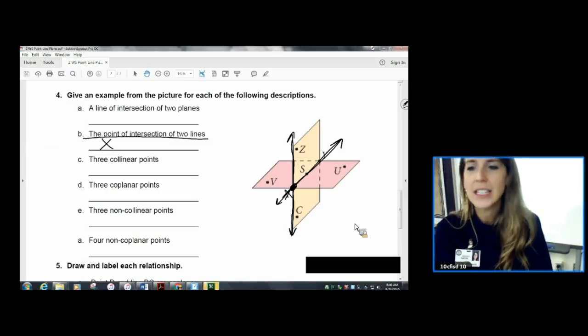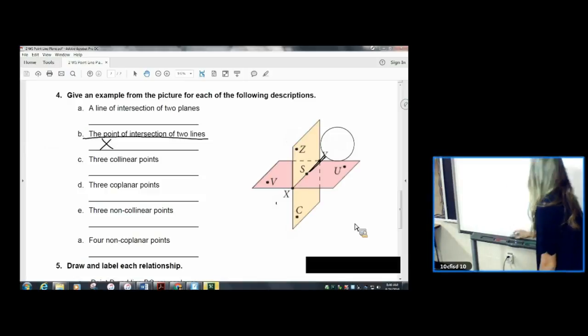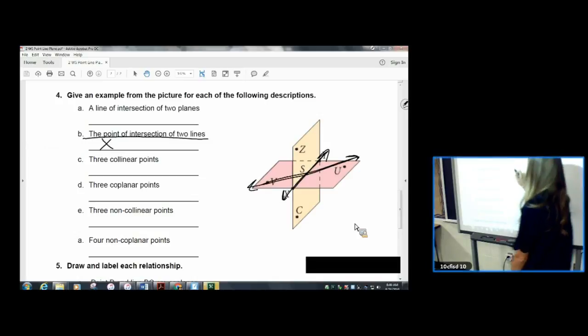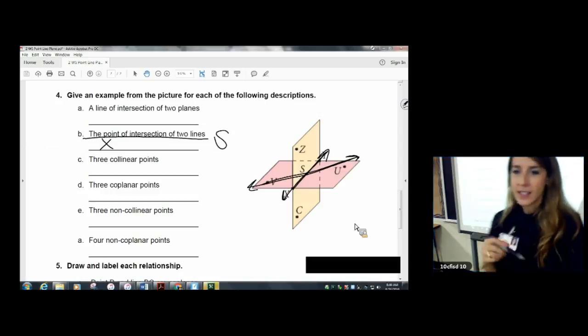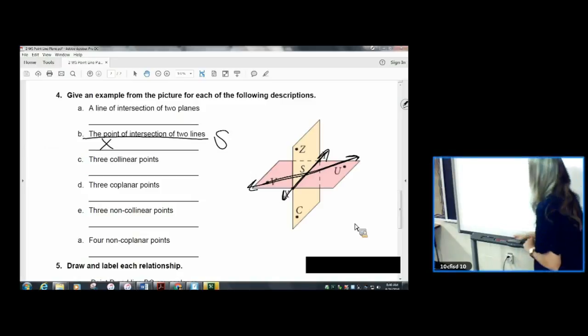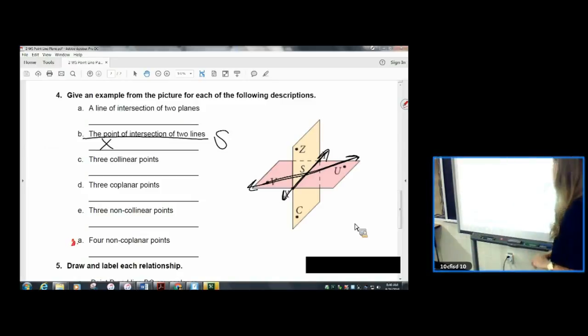Is that okay? That's just an example. Could you have drawn your own line? That would not bother me. So if you had done this one and this one, then your answer might have been X. Honestly, it could have been any point in the picture. All right, for AA. I'll do AA because it's the second A on the picture. Name 4 non-coplanar points.